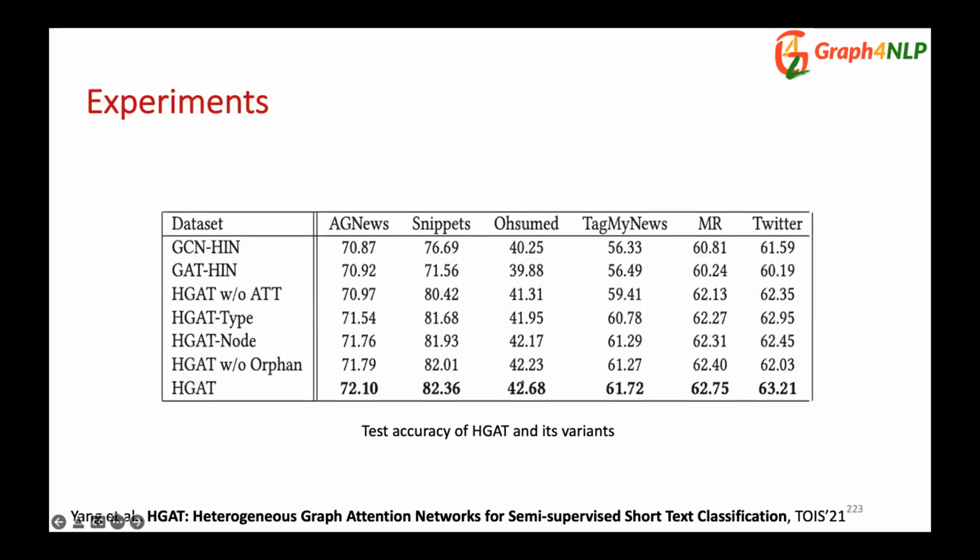In the experiments, they show that HGAT performs better than a lot of baseline methods. They also test variants, and the variants show that both the graph structure design and the dual-level attention mechanism are important for the performance of HGAT.